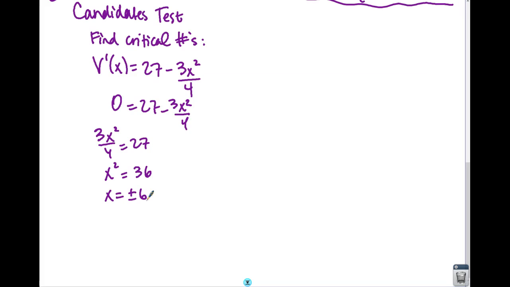No. Box dimensions, or just dimensions in general of anything that is a concrete thing, have to be positive. So we're only going to keep x equals 6 as our critical number. I also need to look for where the derivative of my volume is undefined. Well, this equation itself is a quadratic equation. There is no place where this function is undefined, so this is none. So my only critical number here is going to be 6.